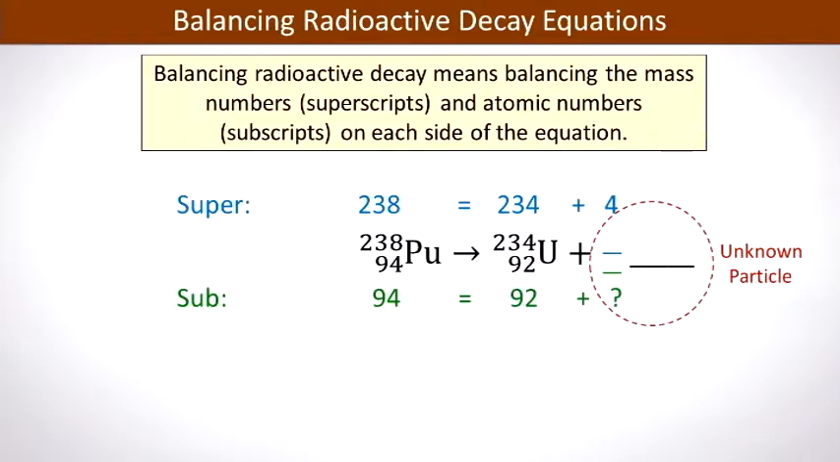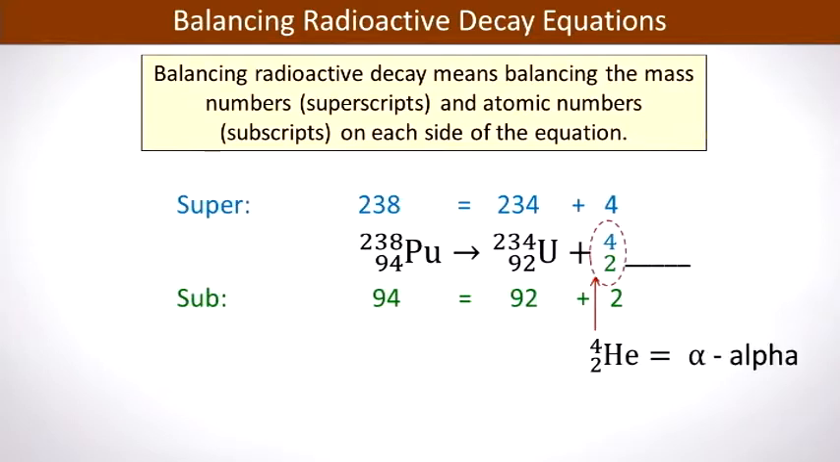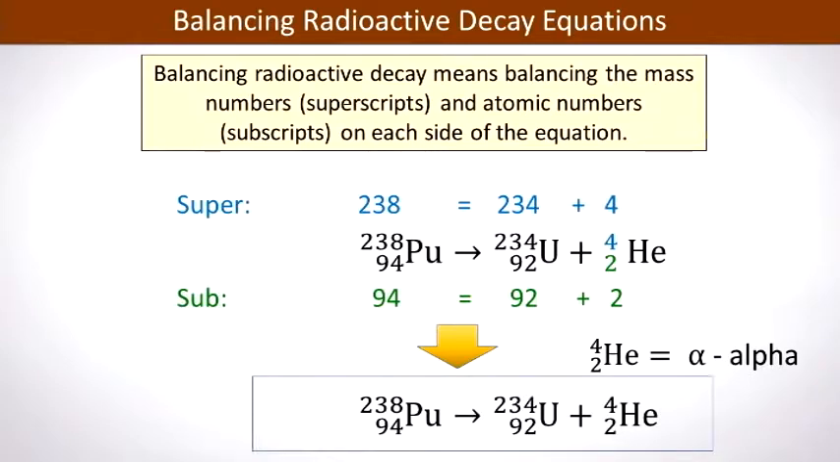To do the atomic numbers, we know that we have 94 on the left side of the equation, and that means we must add 2 to the right side of the equation for it to be balanced. 4/2 lets us know that we have an alpha particle. Therefore, the balanced equation for plutonium-238 radioactive decay to uranium-234 occurs with the generation of an alpha particle, shown here.